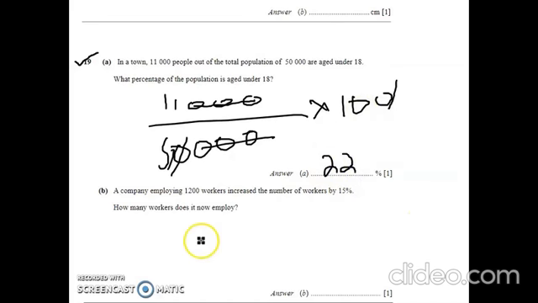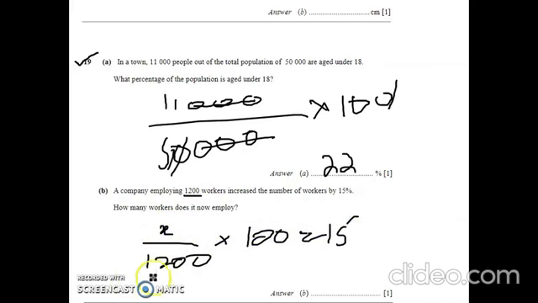A company employing 1,200 workers increased the number of workers by 15%. How many workers does it now employ? So it had a company employing 1,200 workers. Initially it had 1,200. So 1,200, this would come in the denominator. Here the increase comes. We don't know. Let's keep this increase as x. And then multiplied by 100 would give us 15.